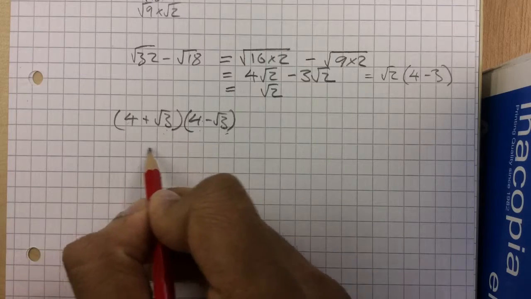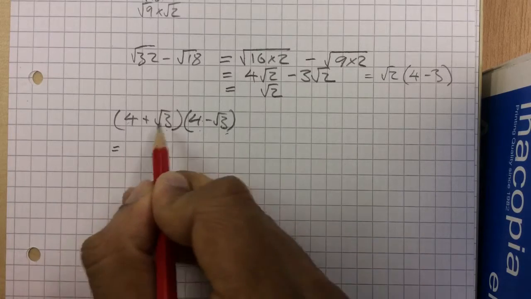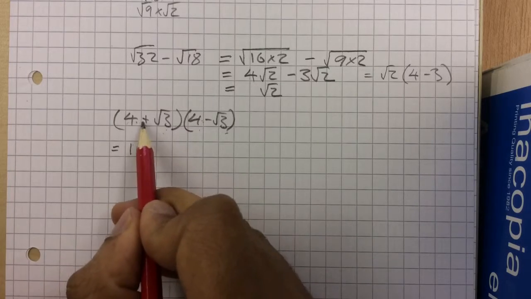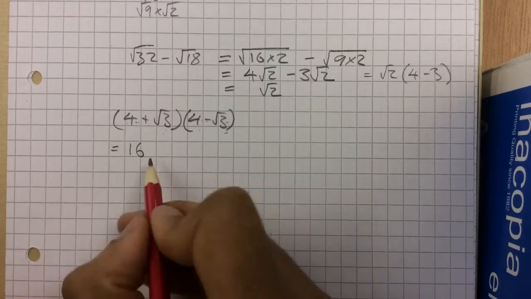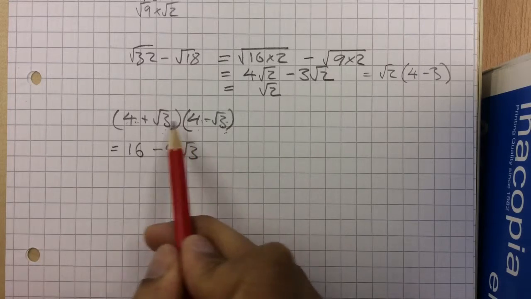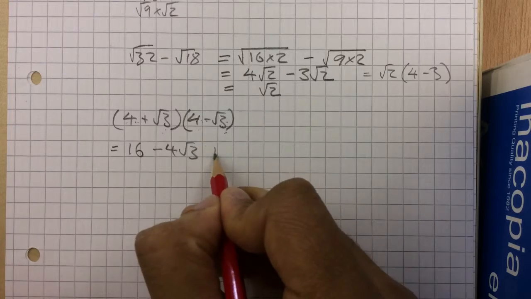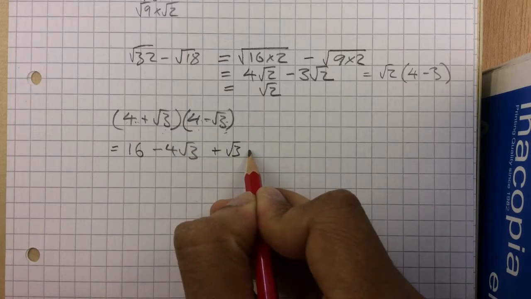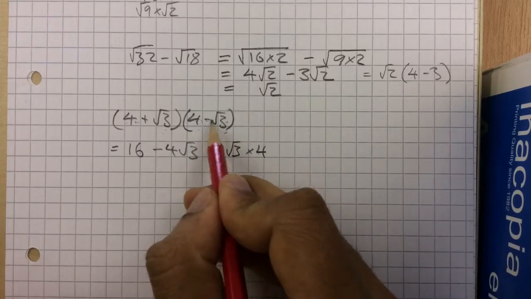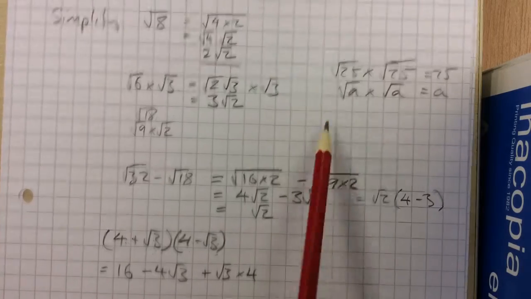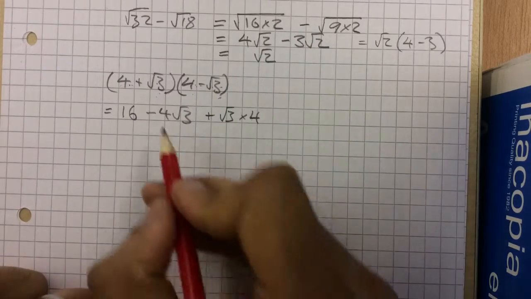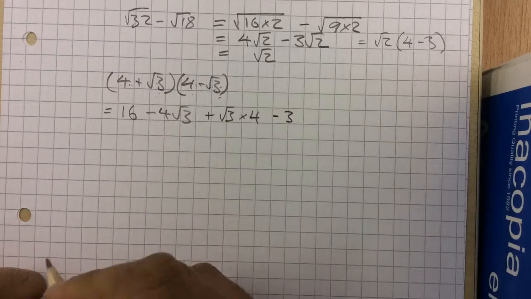So this is equal to 4 times 4 is 16. 4 times negative root 3 is negative 4 root 3. Root 3 times 4 is plus root 3 times 4, could have written 4 root 3. And then root 3 times root 3, we know from before, is going to be 3. And there's a negative there, so minus 3.